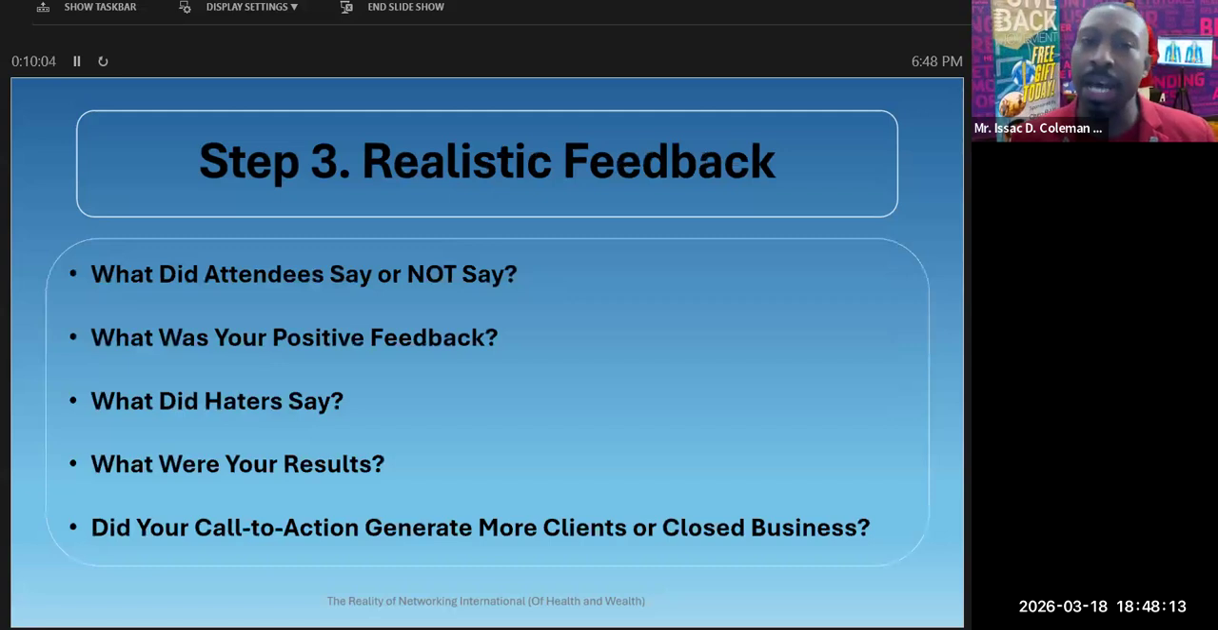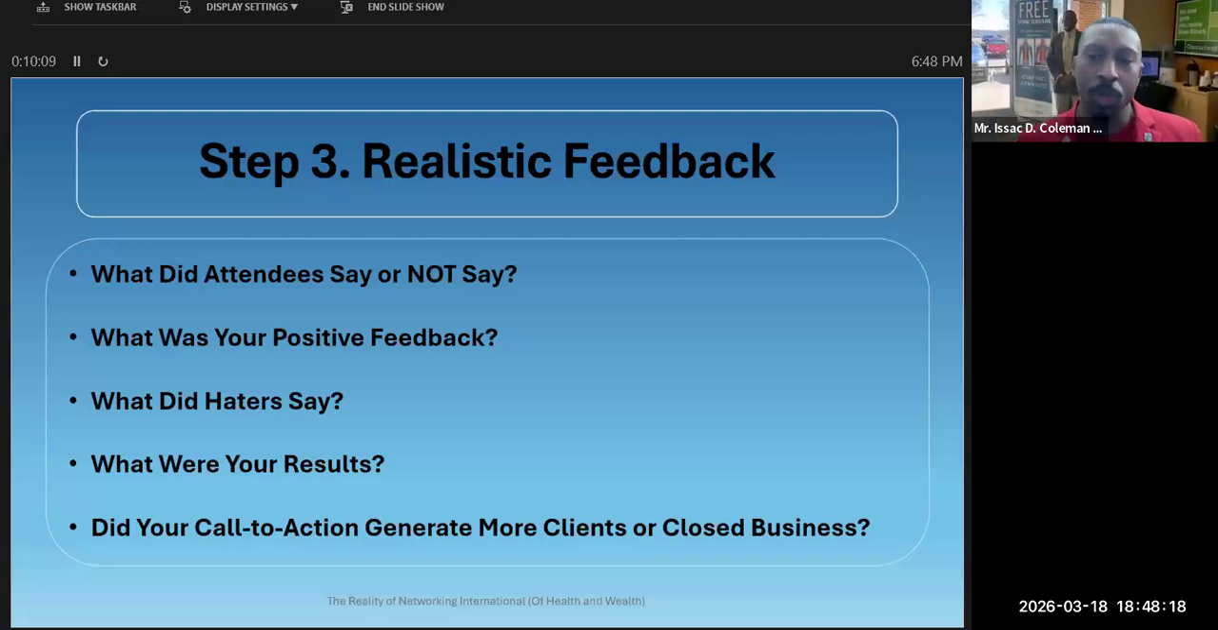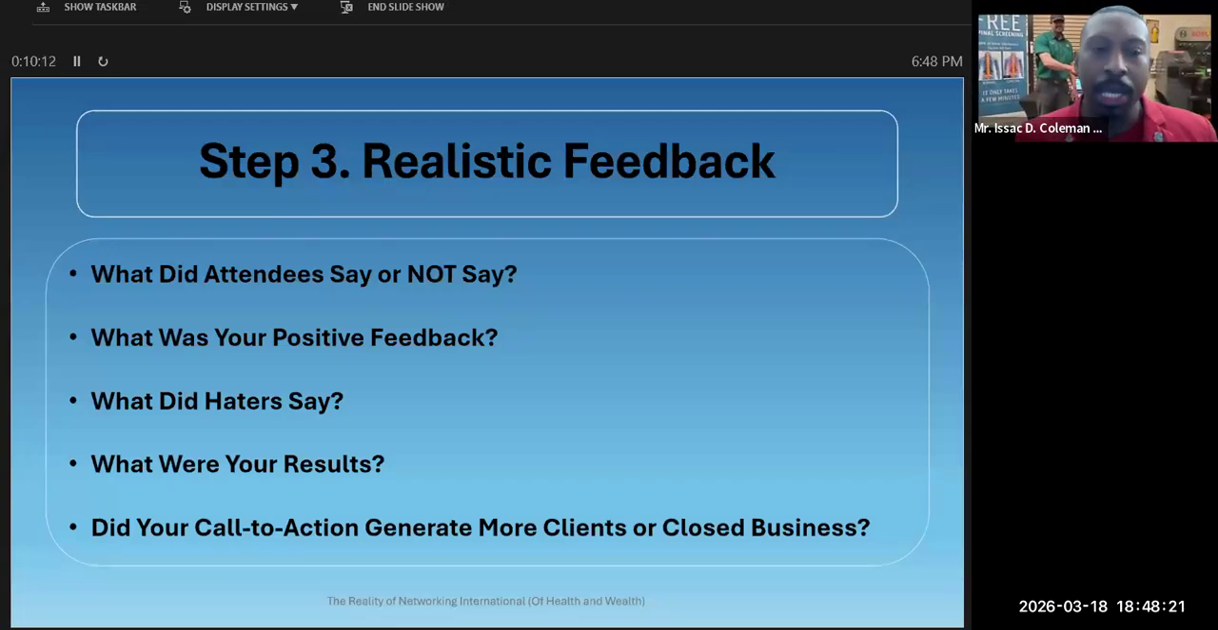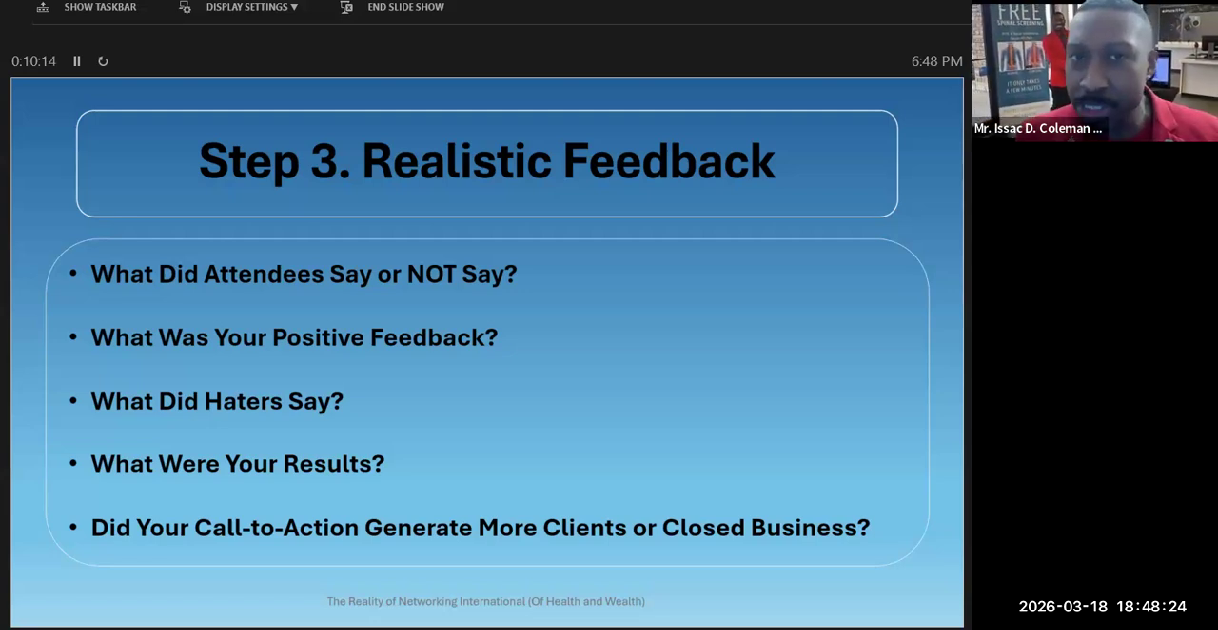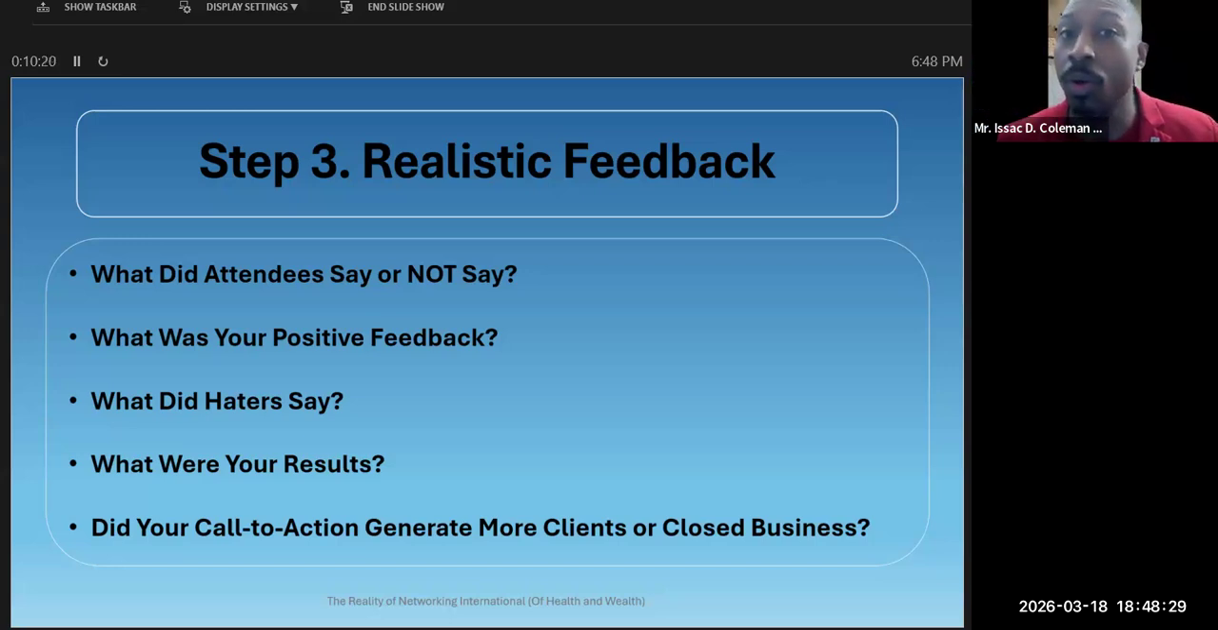Lastly, but certainly not least, number three, your realistic feedback. After you've embodied the three C's of public speaking, ask yourself, what did attendees say or not say? What was your positive feedback? What did haters say? Because there's going to always be negative feedback. If you think that you don't get any negative feedback, that means you didn't do a good enough job. You should always have a lot of positive feedback, but there's always going to be one or two haters.